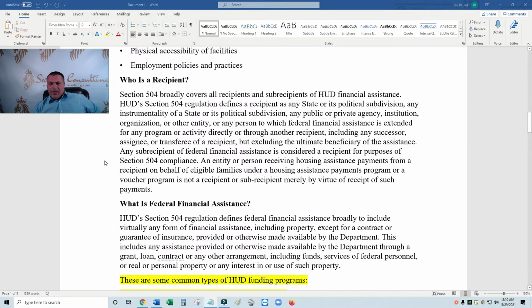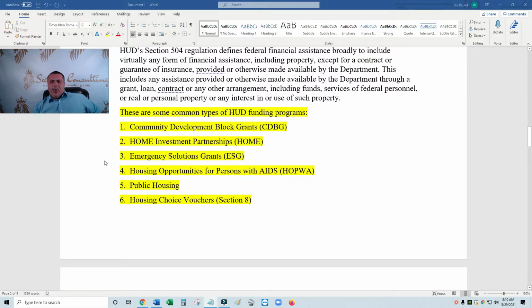So we have a number of different programs. Now, most of the programs you could apply for regarding having a disability and going down to the housing authority to get a housing choice voucher would include programs that run through the Community Development Block Grant, or CDBG, Home Investment Partnerships, better known as HOME, Emergency Solution Grants, ESG, which tends to deal more with homeless, housing opportunities for persons with AIDS, or HOPWA, public housing, which is often referred to by ordinary people as project-based housing. I don't really suggest that much.